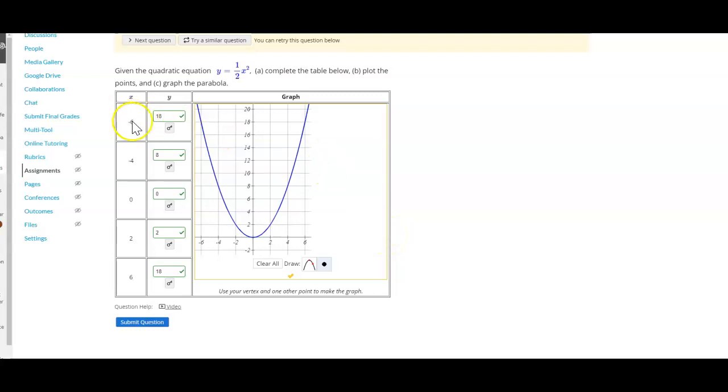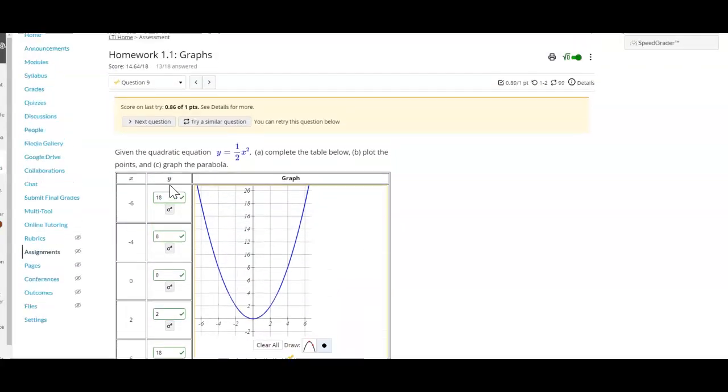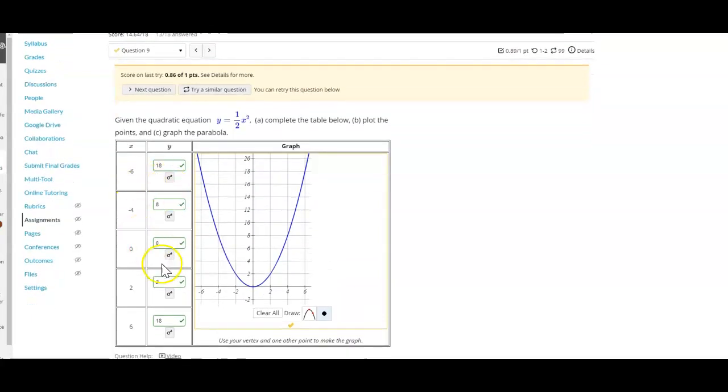So do you see how it's showing me, and this was on question 9 on 1.1, that I have all of these points correct, but it's saying that this isn't correct, right? Does anybody have a suggestion on that? What might be happening there?